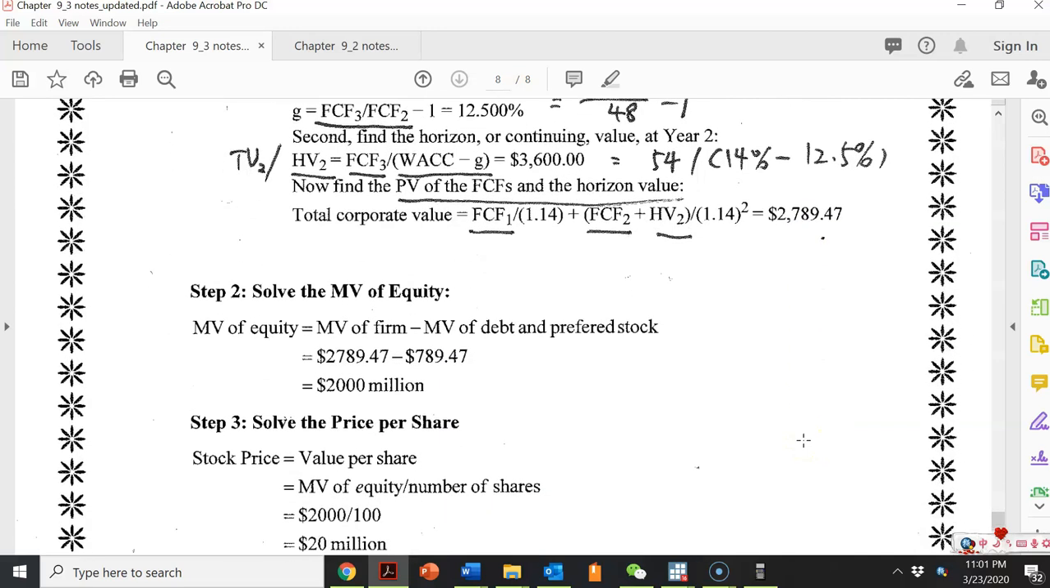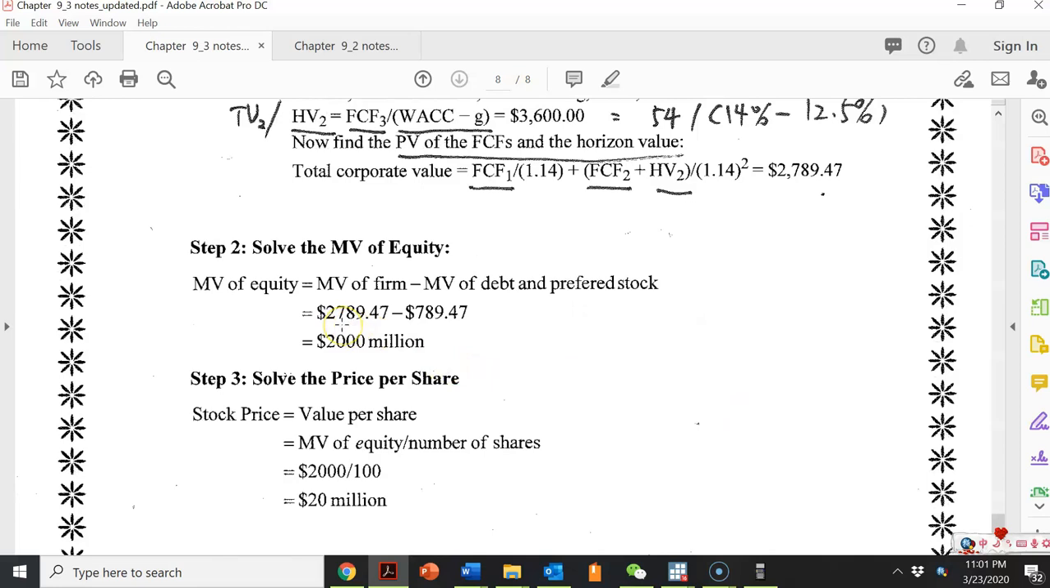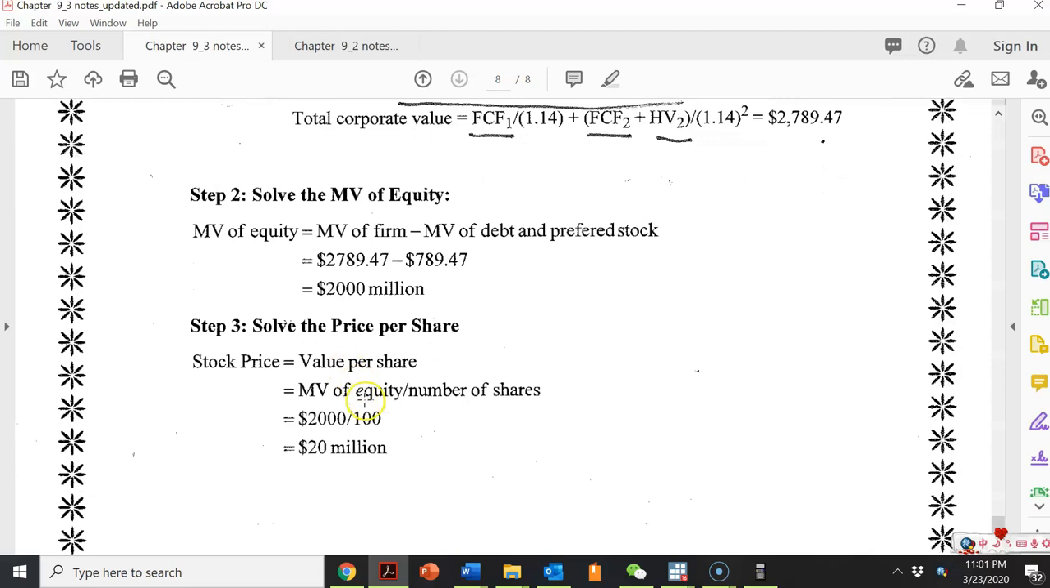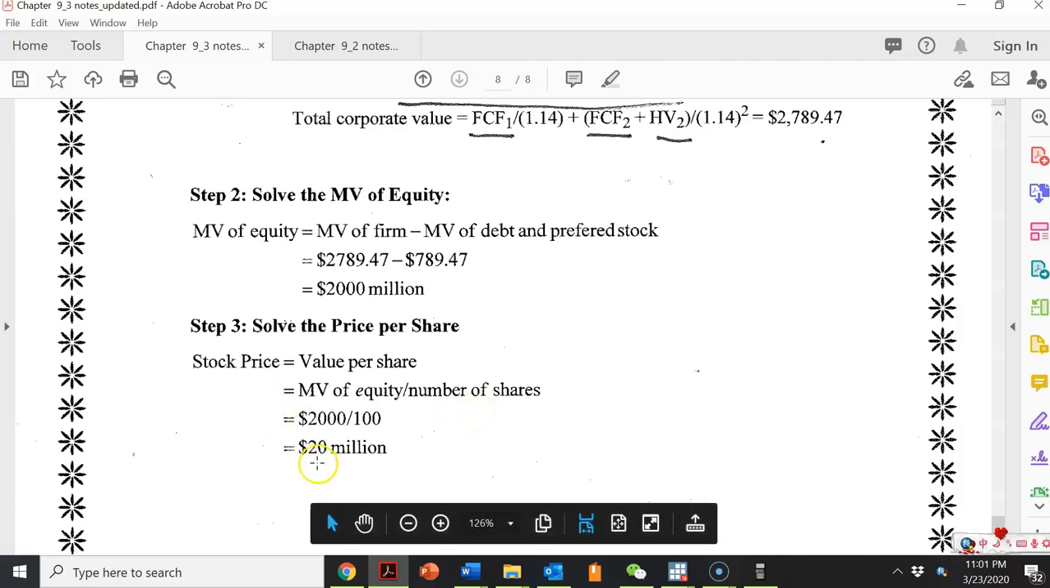After getting the market value of the firm, you can use this number minus market value of debt and preferred stock. So you have market value of common equity. And you can use this market value of common equity divided by number of shares provided by the question. You would have the stock price as $20.